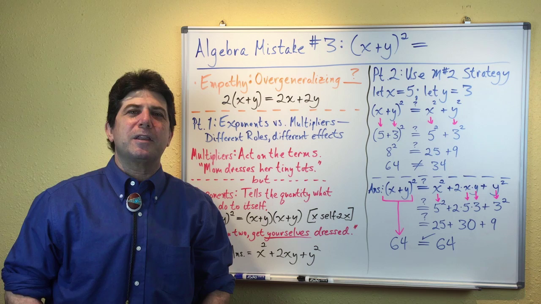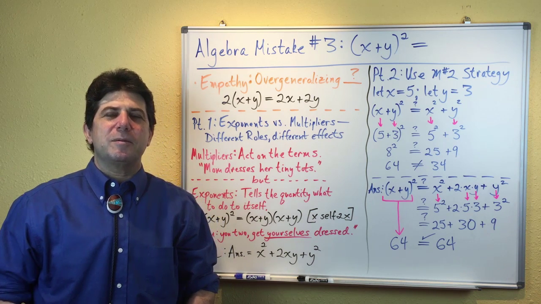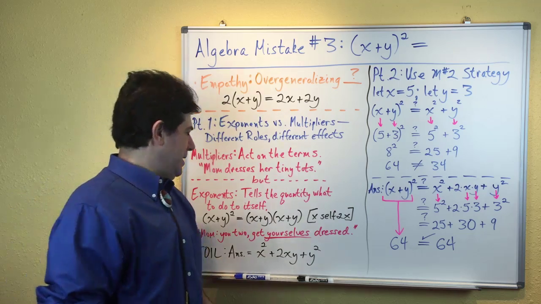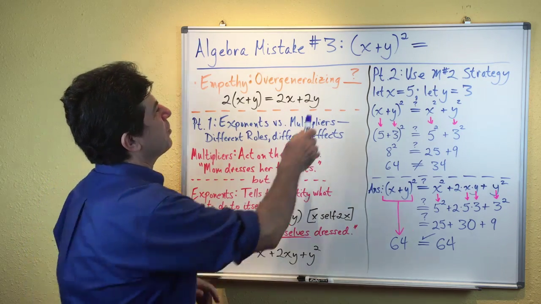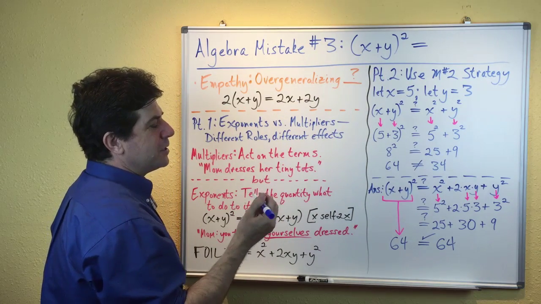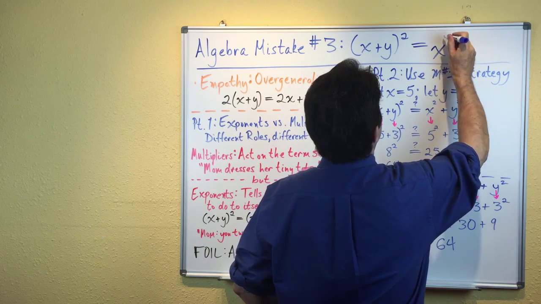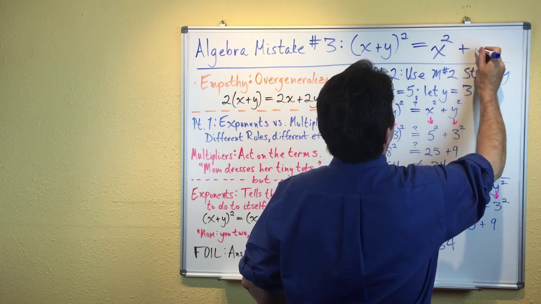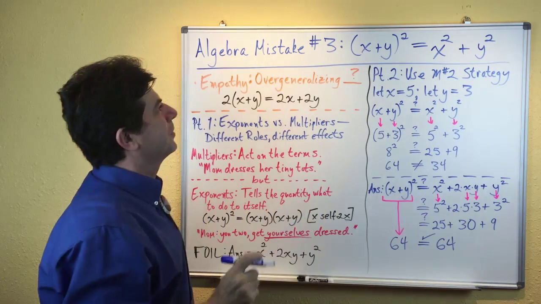Today I'd like to present my third in a series of common algebra mistakes. And the mistake we're going to explore today is this one: x plus y quantity squared. A lot of students seem to think that this equals, you can probably guess, x squared plus y squared.